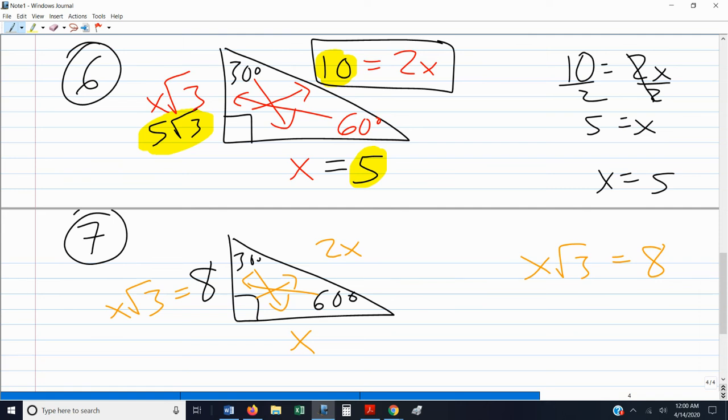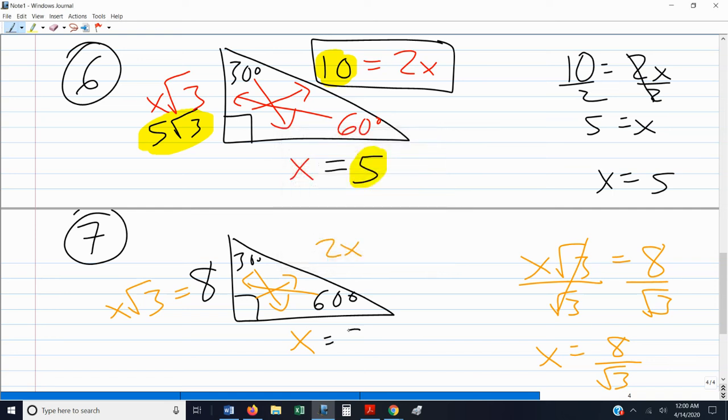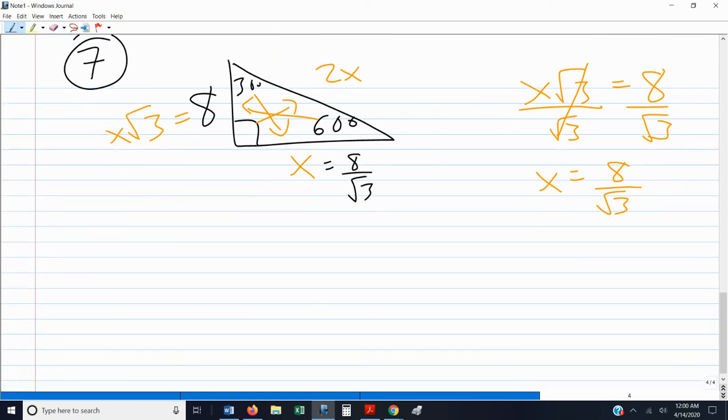So again, this one is not a really obvious one, but if you look at that as an equation and solve it by dividing by root 3, you get x is 8 divided by root 3. So that is going to be the side here that's labeled as x, 8 divided by root 3. Let's go ahead and rationalize that right now, just so the next part is easier. So we're going to multiply by root 3 over root 3. We have 8 root 3 on the top. Root 3 times root 3 is root 9, or just 3.